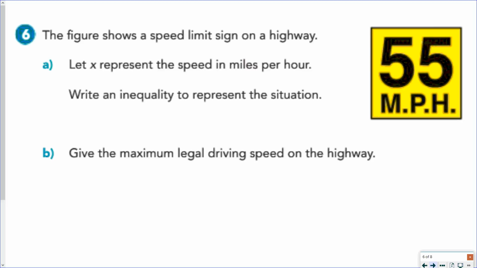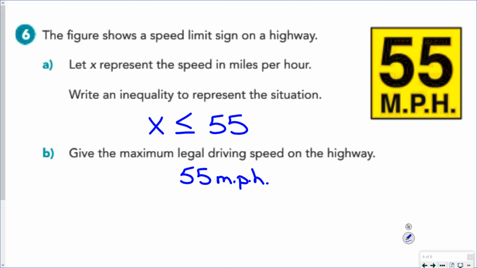The figure shows a speed limit sign on the highway. Let X represent the speed in miles per hour. Write an inequality to represent the situation. Well, X is our variable. We're comparing it to 55. And our speed limit tells us that's as fast as we can go. So you can go less than that or exactly 55. And part B, give the maximum legal driving speed on the highway, 55 miles per hour.